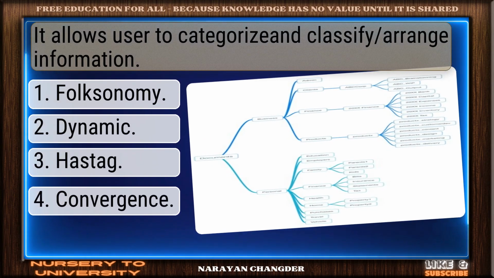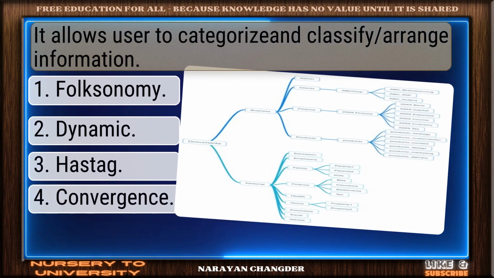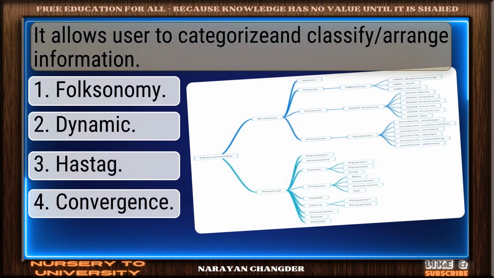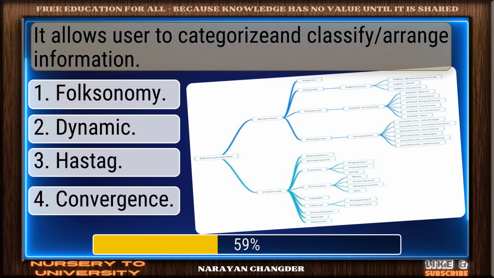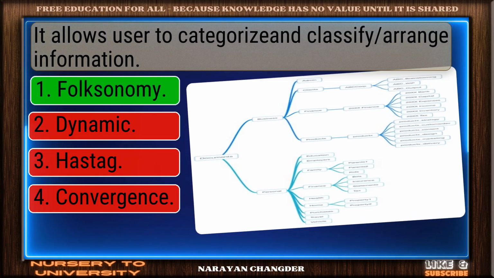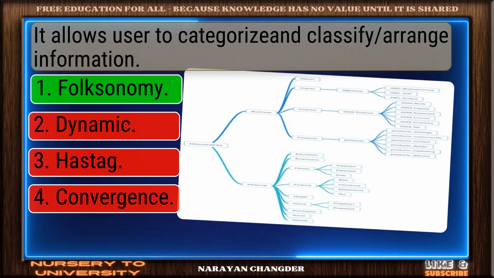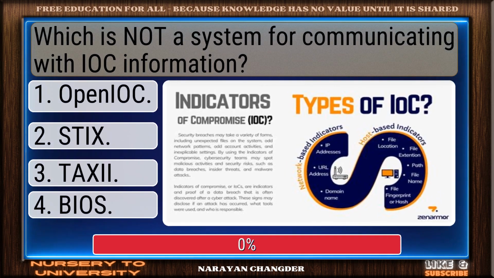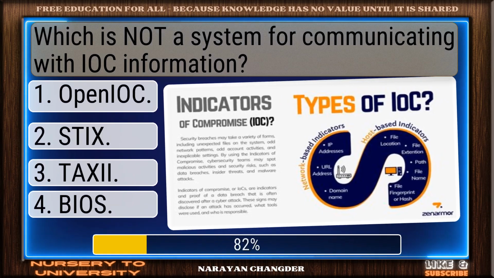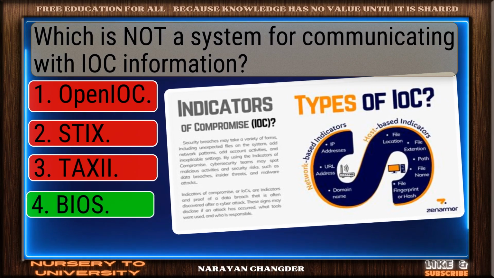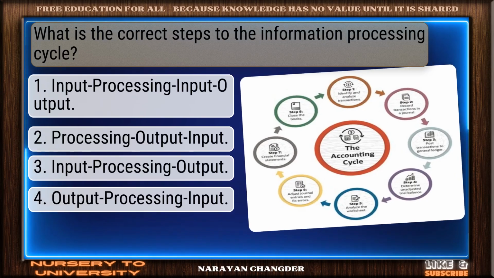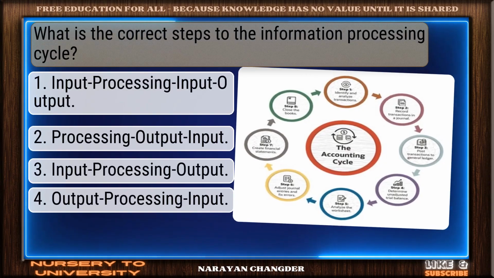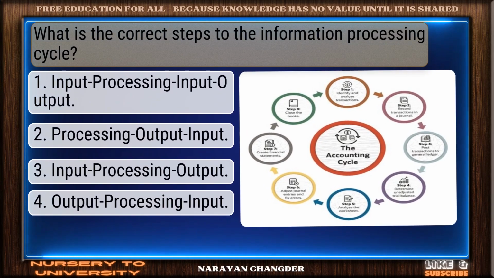It allows users to categorize, classify and arrange information. Great thinking. Folksonomy is right. Which is not a system for communicating without information? Solid response. BIOS is. What are the correct steps of the information processing cycle?